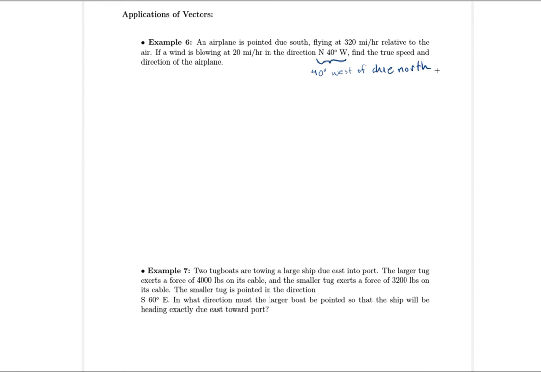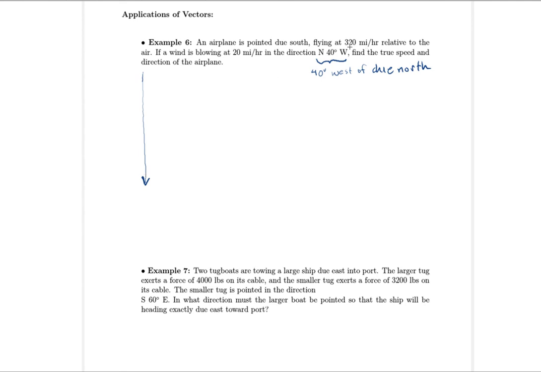So the idea here is that you start by pointing north and then you go 40 degrees to the western direction of that. All right, so let's draw out, we have a couple of vectors. We're flying 320 miles per hour relative to the air due south. That's what the plane is trying to do. So there's one vector, what the plane's trying to do.